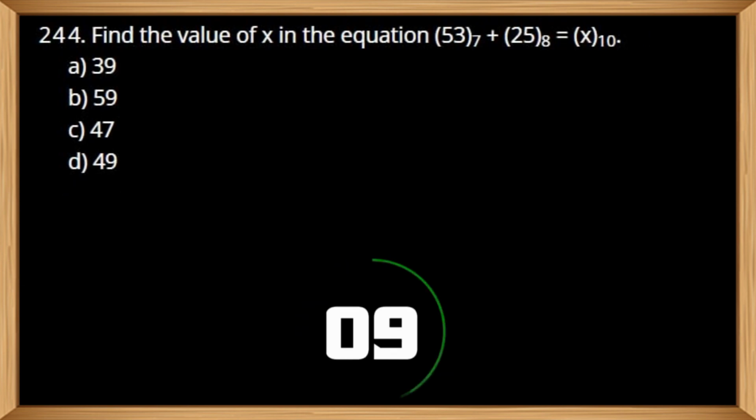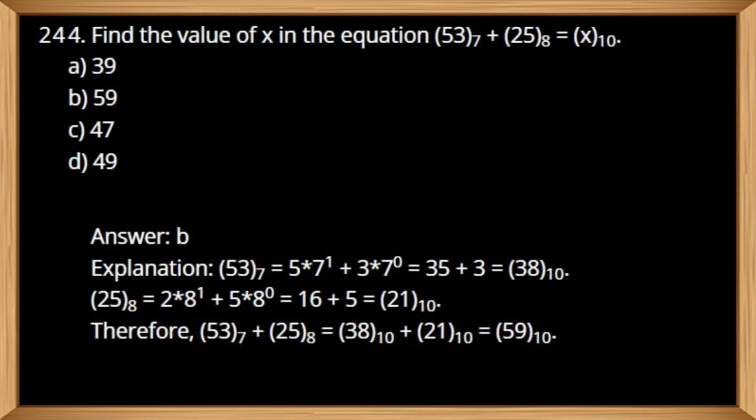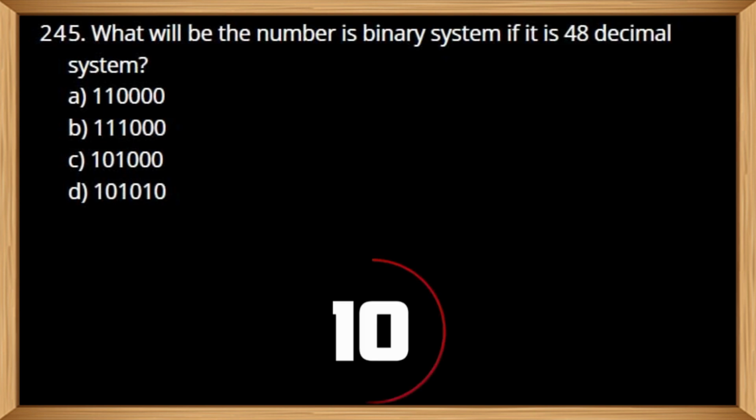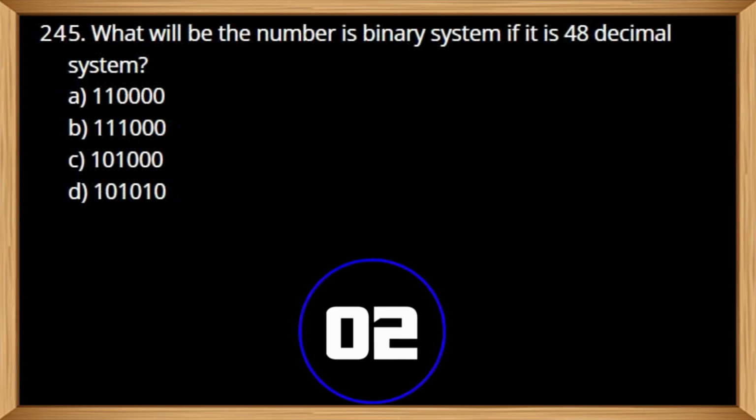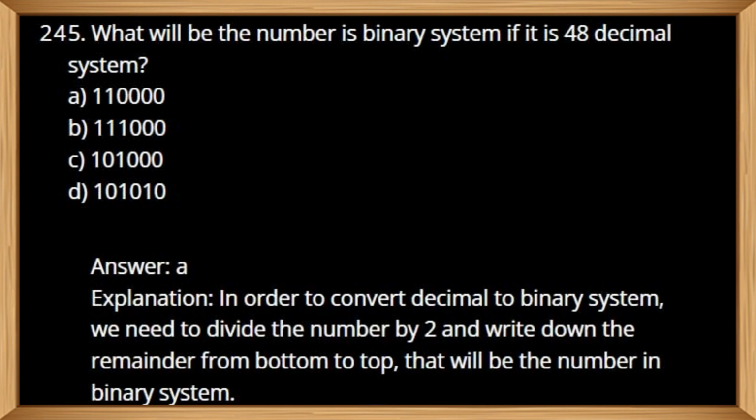Find the value of x in the equation 53 base 7 plus 25 base 8 is equal to x base 10. Option B, 59. What will be the number in the binary system if it is 48 in the decimal system? Option A, 110000.